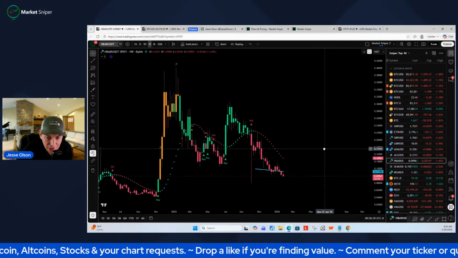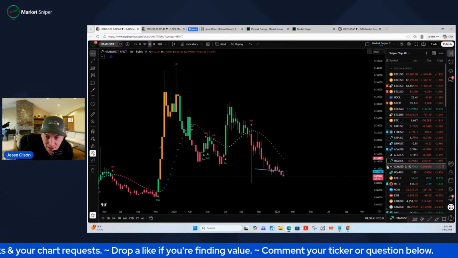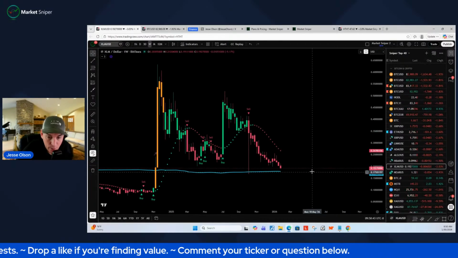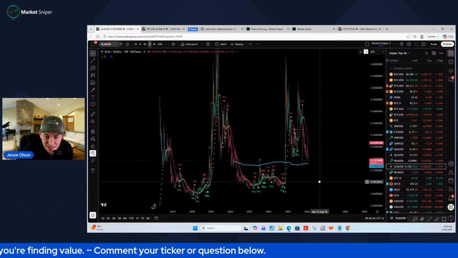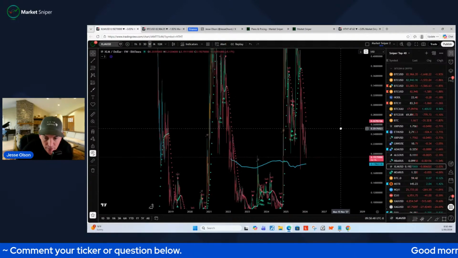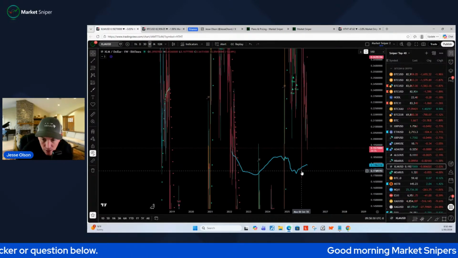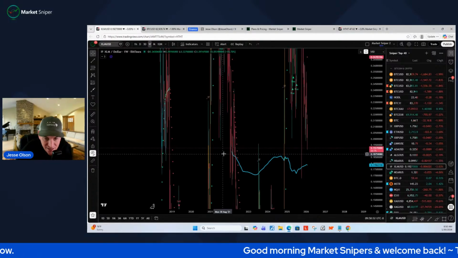HBAR is downward sloping, back below the 200. That's not bullish. XLM is coming back for a retest of the 200. It's downward sloping, right? Zoom in here. Curling over again. That's not bullish.